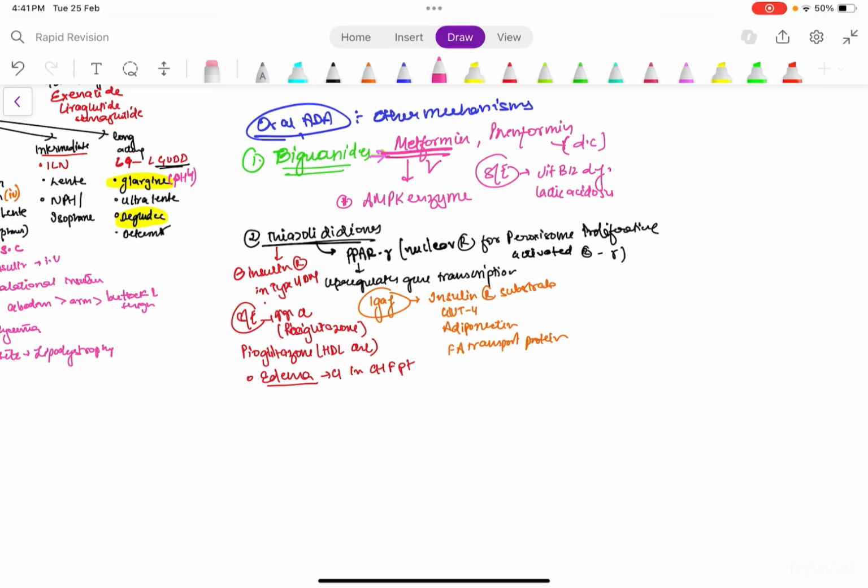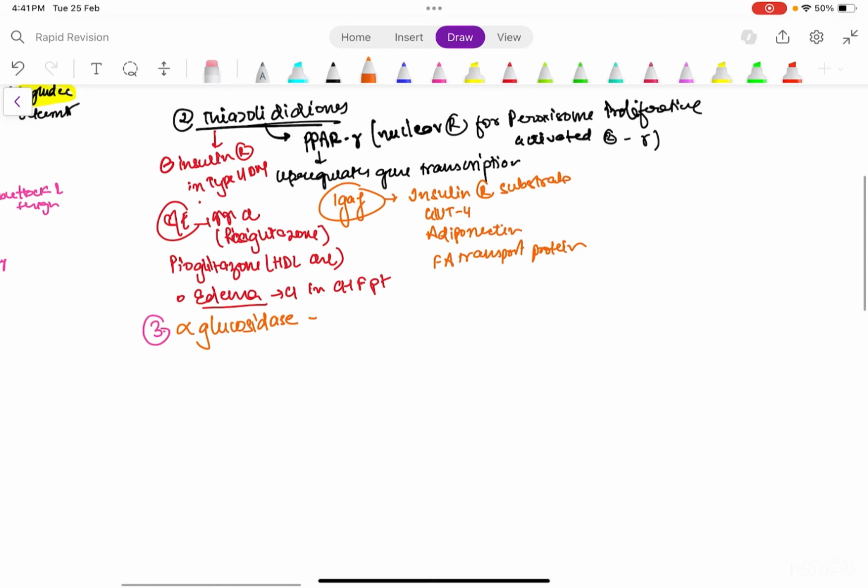Alright, then coming on to the third one. After this we have the alpha glucosidase inhibitors. Now in this you have acarbose and miglitol. Miglitol is absorbed in the GIT and acarbose is not.